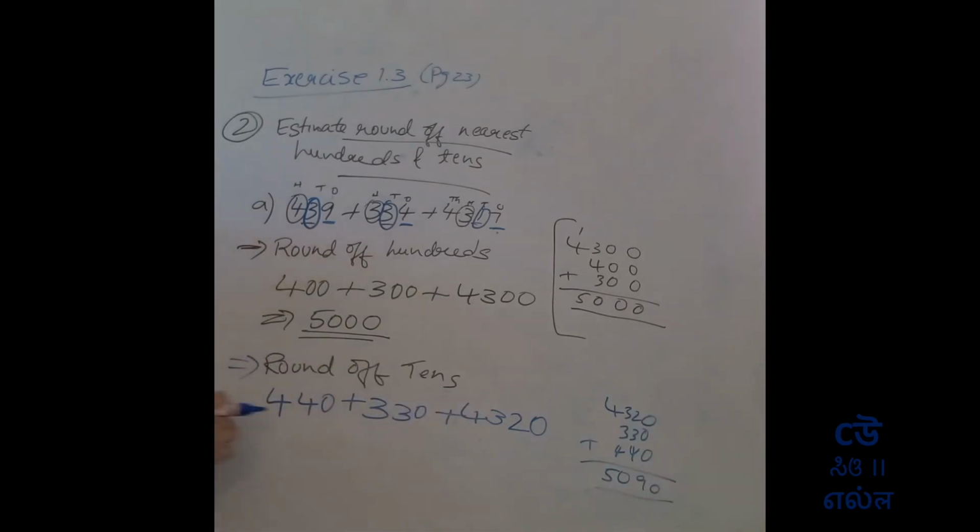Add all these three numbers. What is the answer you will get? 5090. Okay, children. This is the answer you got. Next problem.